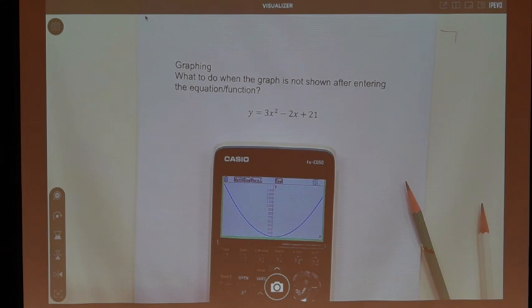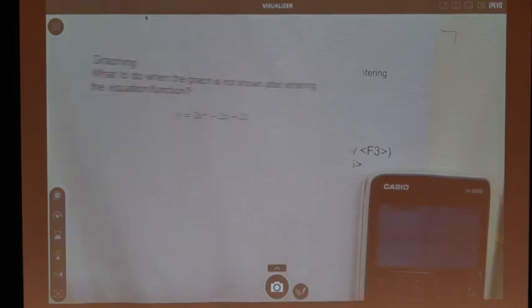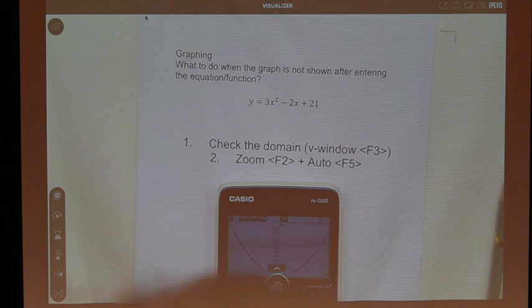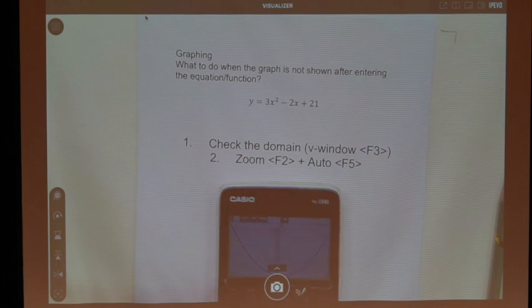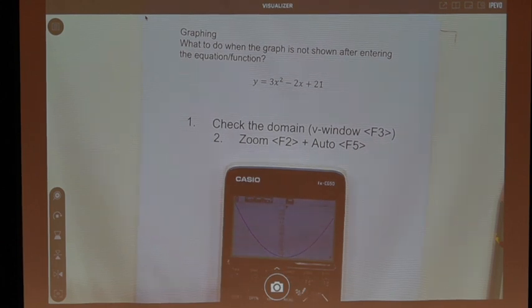Oh, by the way, domain is the x value. I know you know it. Domain is the x coverage, range is the y coverage. Done that? So yes, that's my instruction. Check with the domain first. Why? Zoom Auto usually works if the domain works.